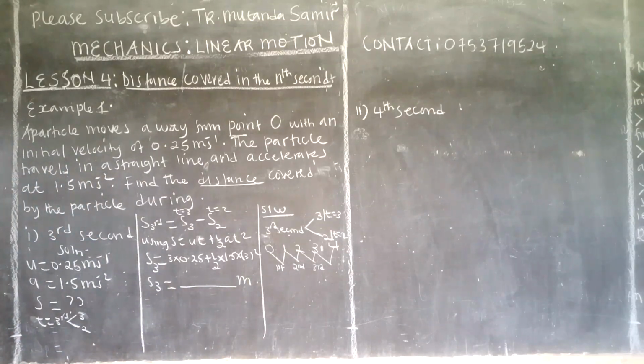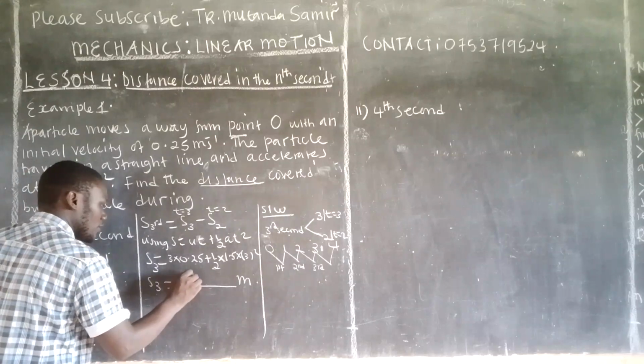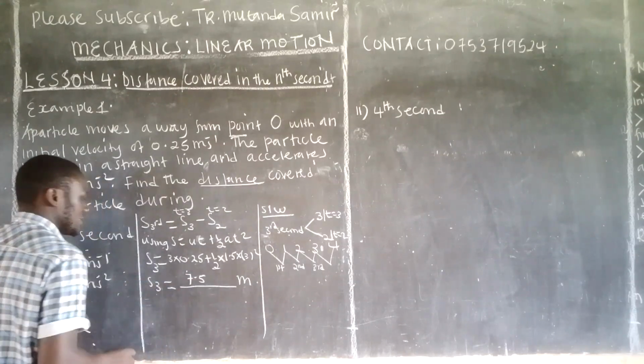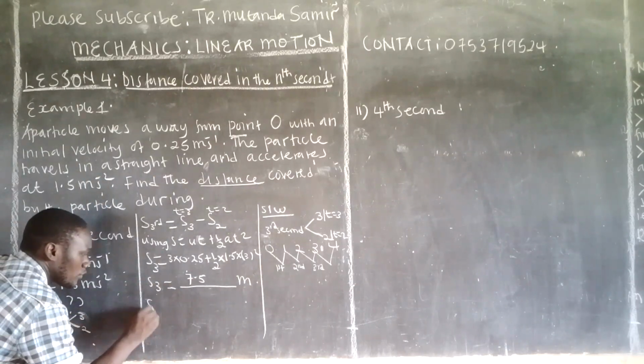So we now get our calculators and press very fast. When you press, you realize that we shall come up with 7.5 meters. When you evaluate this whole expression, you get 7.5 meters. Then we also come and get S2.